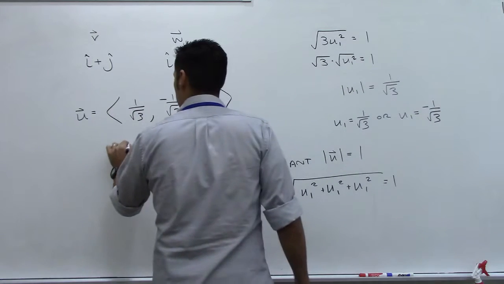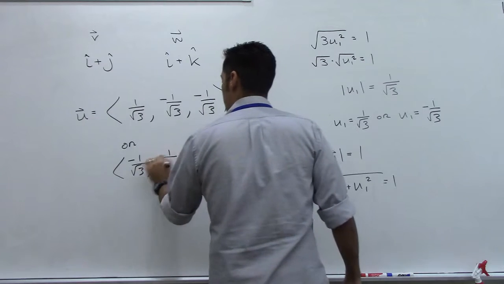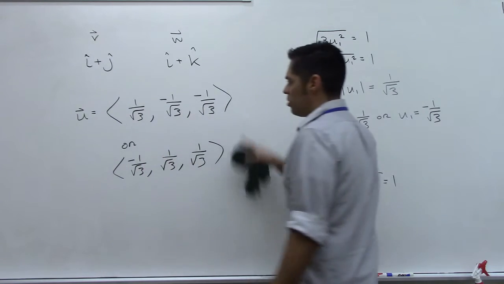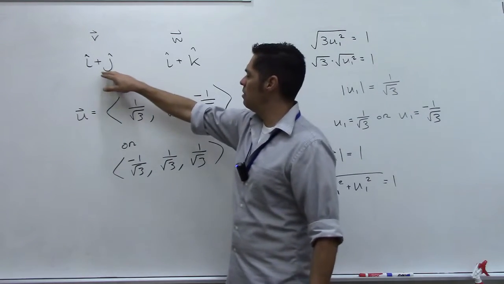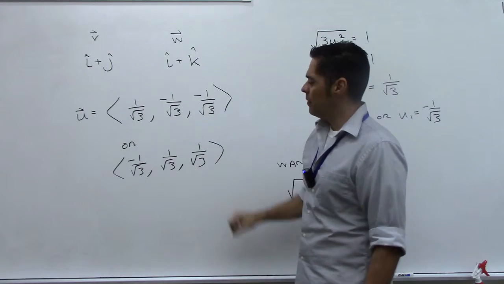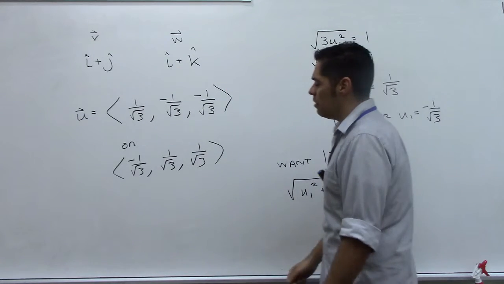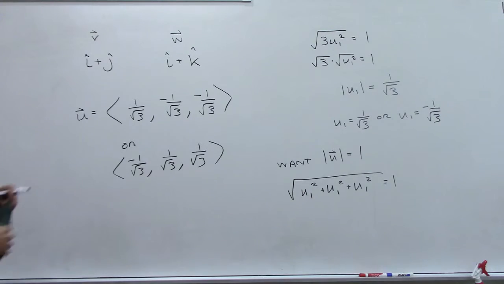Or you could have done negative 1 over root 3 and then change the sign to positive and positive. And I'll leave it for you to check yourself. But if you take this and you dot it with this and dot it with this, you should get 0, and the magnitude of this vector is 1. Same thing here. If you dot this with this and then dot it with this, both of those should give you 0, and the magnitude of this vector is 1 also. So kind of an interesting problem there.